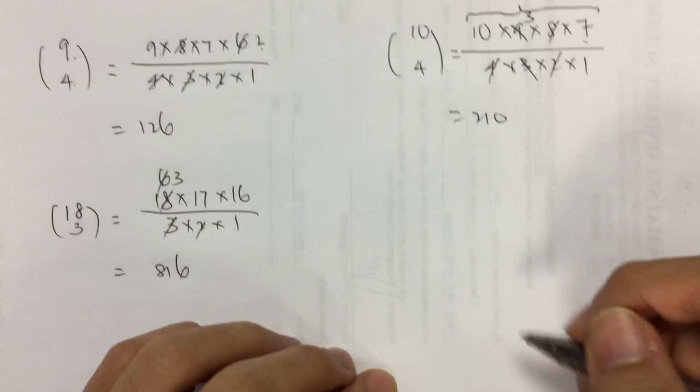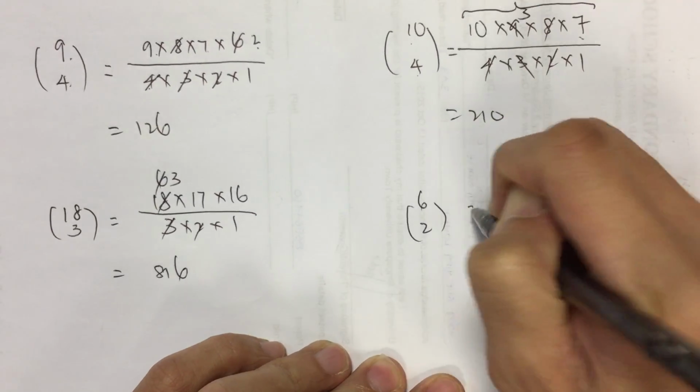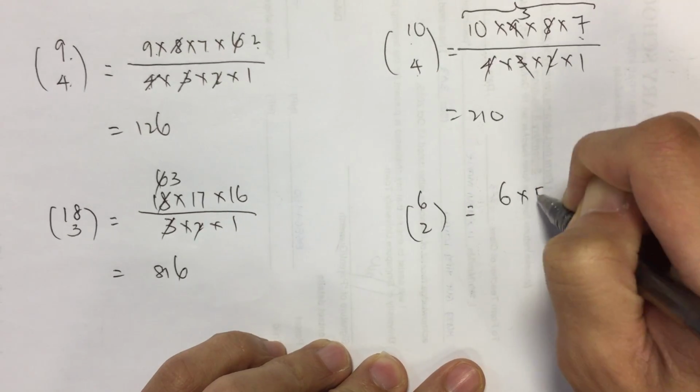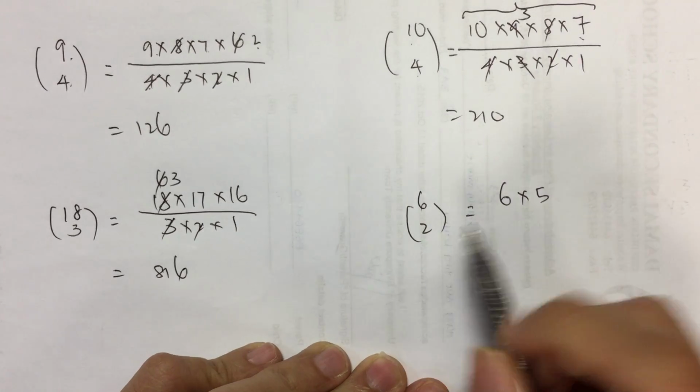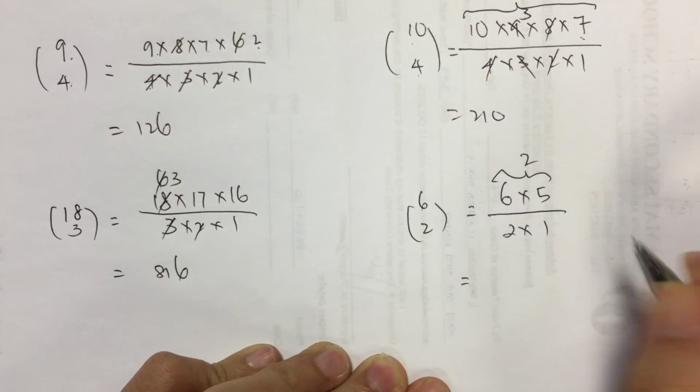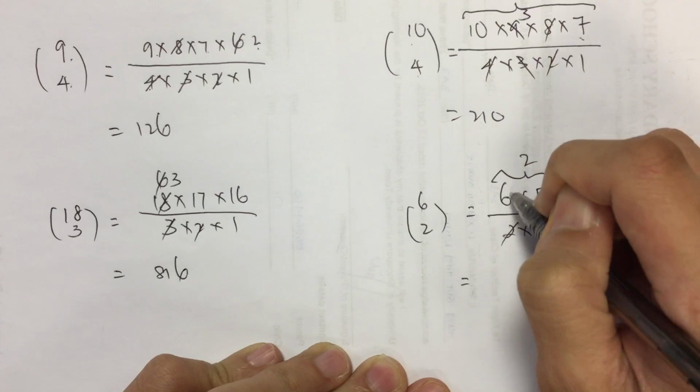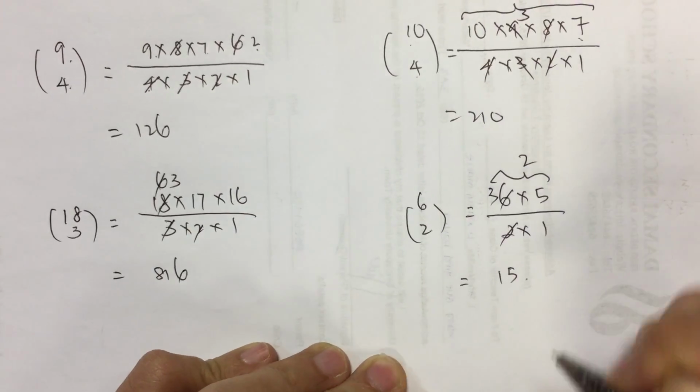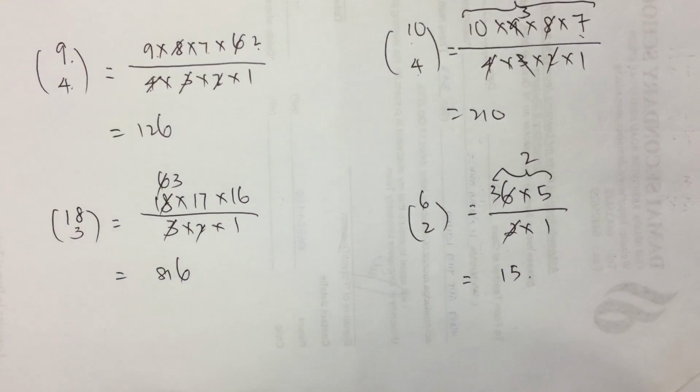One more. 6C2: 6, 5. I stop here because there are 2 items. Divide by 2 times 1, because of the 2. Cancel, cancel, answer 15. Alright, that's all for this portion of the video. In the next video, we are going to look at more examples of these numbers.